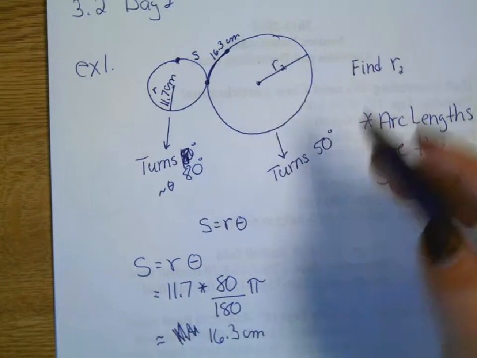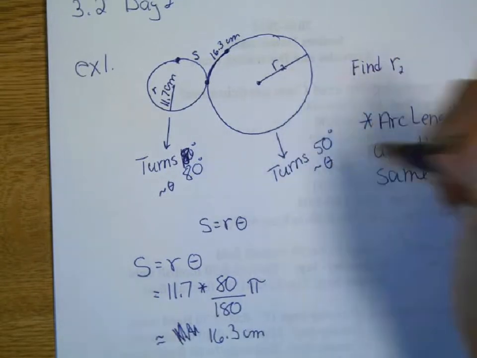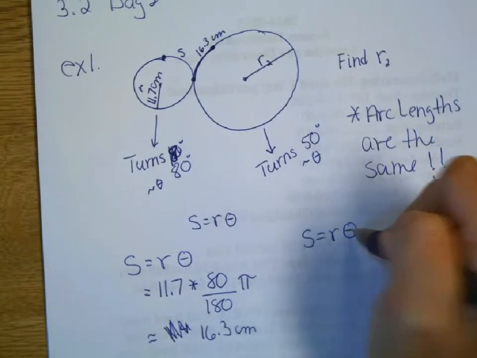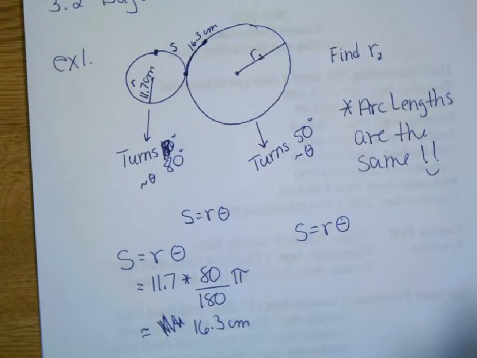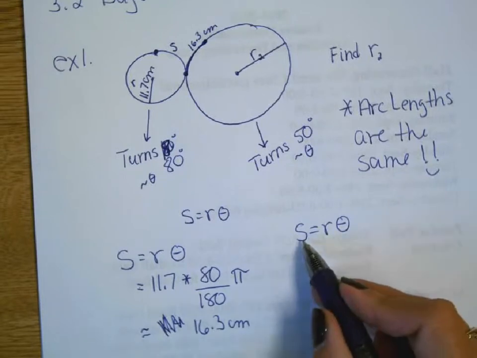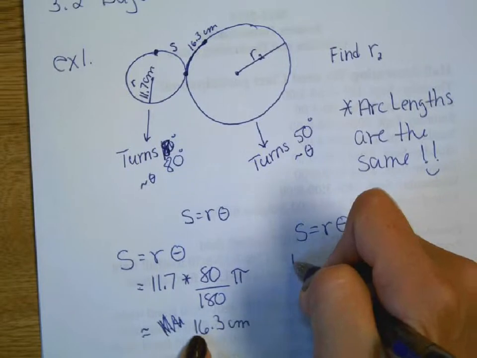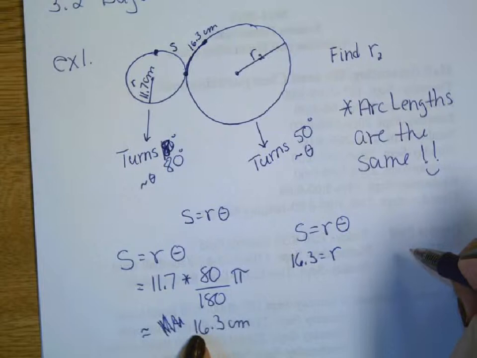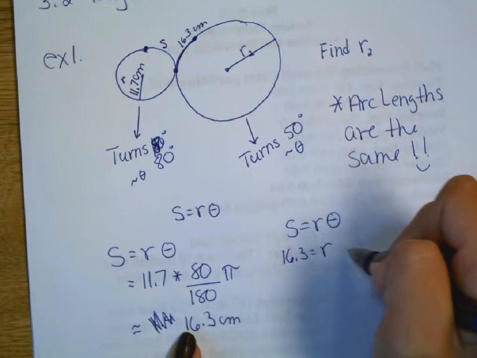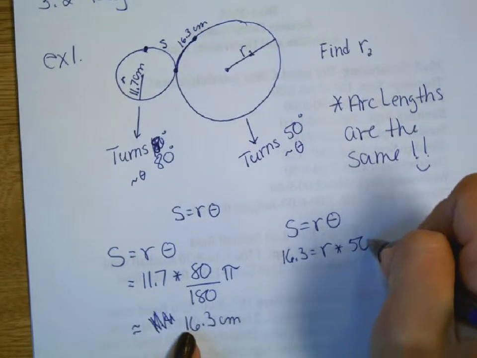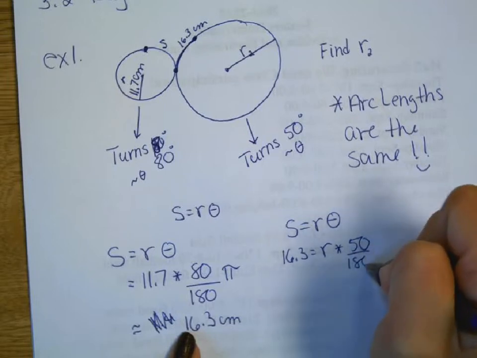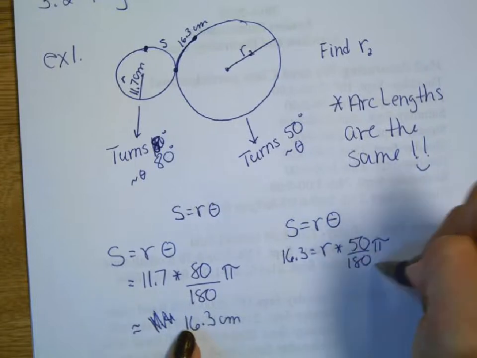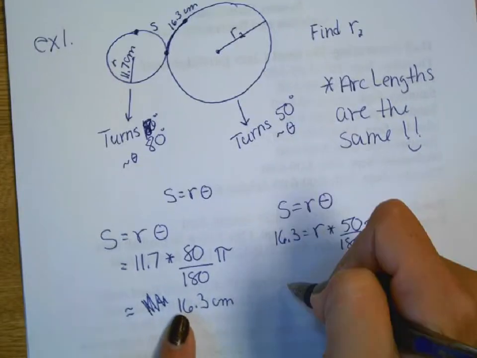Looking for the radius, and I have my almost theta here. So we set up the same formula, S equals R theta. This time I know what S is because it's the same as the first one, 16.3. Don't know the radius. And my theta can be found by 50 divided by 180 multiplying by pi. So now we just want to do this part and then we'll divide afterwards.